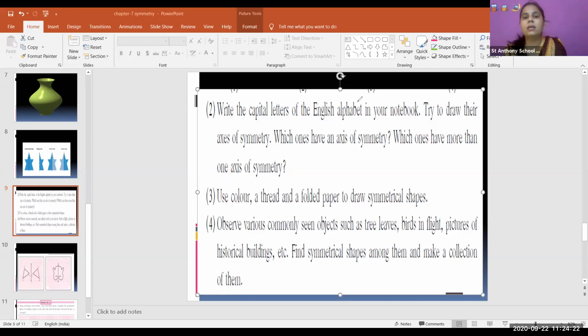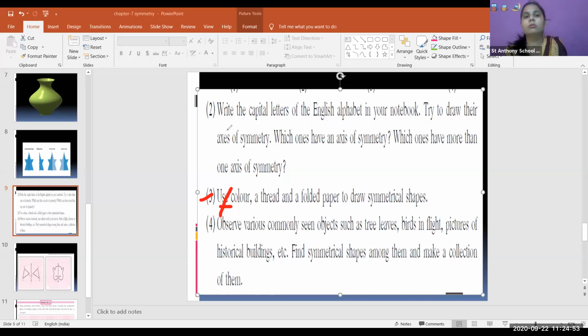Now, use color, a thread and a folded paper to draw symmetrical shapes. The third question is use color, a thread, a folded paper to draw symmetrical shapes. That we will do in our activity. No need to do this now itself, okay. We'll do this point in our activity. Our activity will be on 5th of October. Till then we don't have any activity of maths.